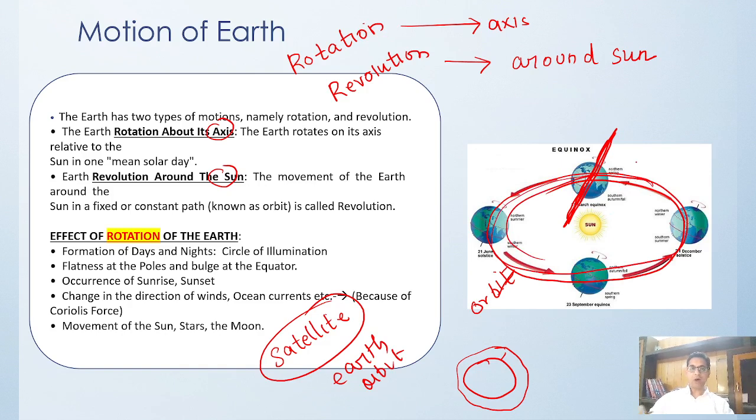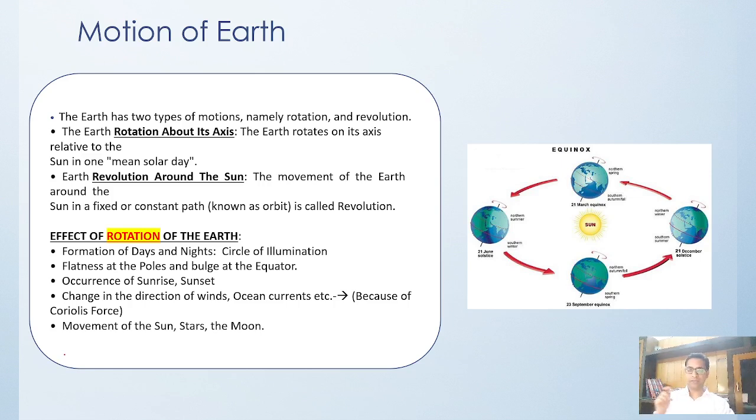Okay, now there are certain effects because of the rotation and because of the revolution of the earth. So first of all, we will see what the effects of the rotation of the earth around its axis are. So because of the rotation around its axis, we get day and night.